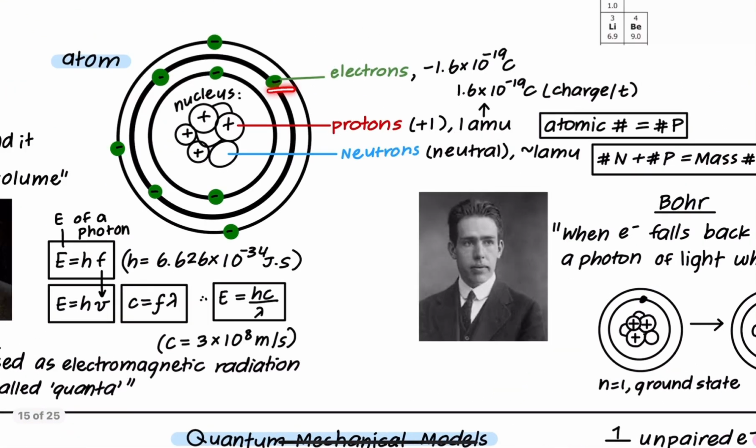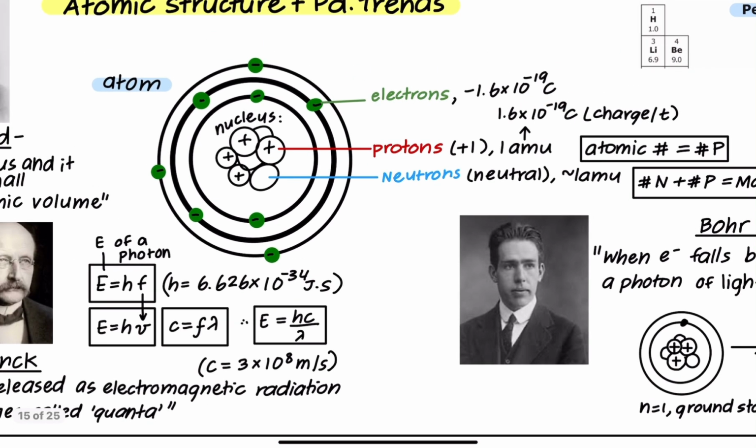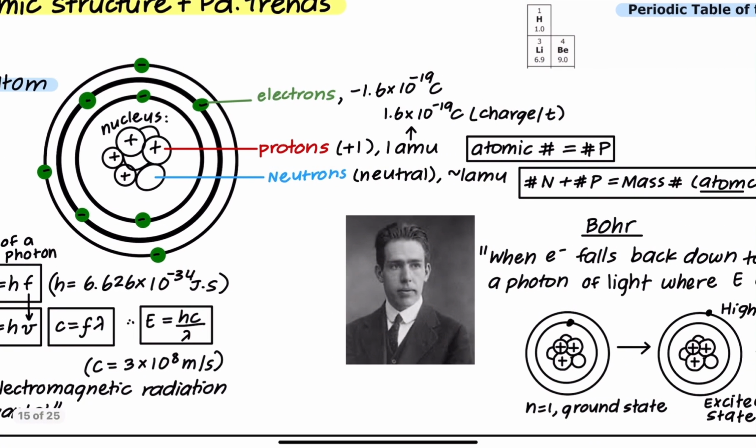Then we have the electrons in their shells. So electrons, they're negatively charged. They are basically negative 1.6 times 10 to the negative 19 coulombs. The outermost shell of the atom has the valence electrons, right, which can help in bonding and things like that.